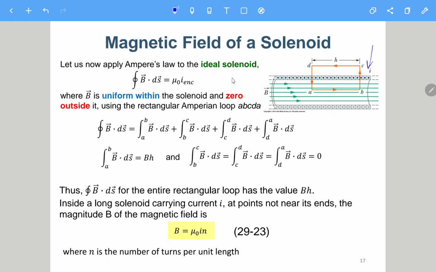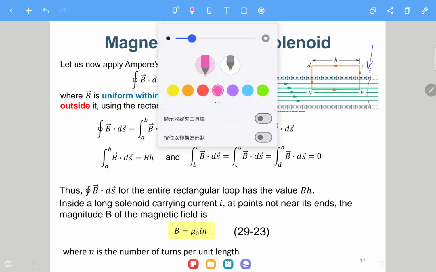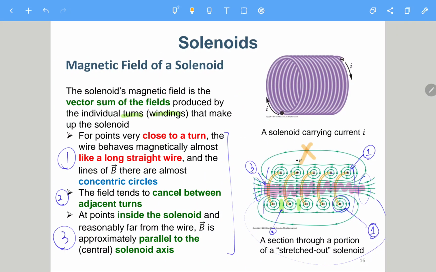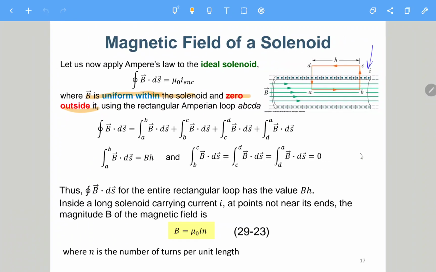Here the approximation is that we assume B is uniform inside the solenoid, and 0 outside it. We just ignore all the other cases and assume that for the whole area, B is uniformly pointing to the right side. Using Ampere's law, we try to calculate the B field. What is the B field?